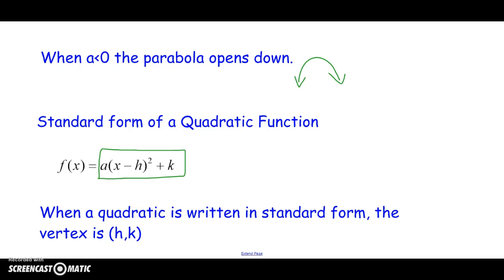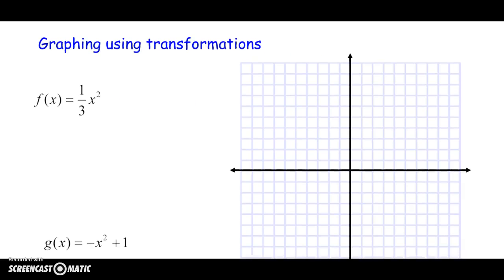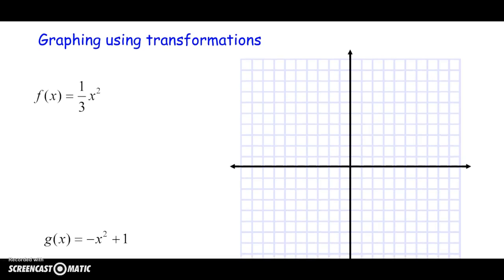So if you've got a function written in our standard form, there's not a lot of work. You know exactly where the vertex is, and it makes it a lot easier to graph. Okay, so here's just a couple quick transformations that we can use to graph this first equation right here.